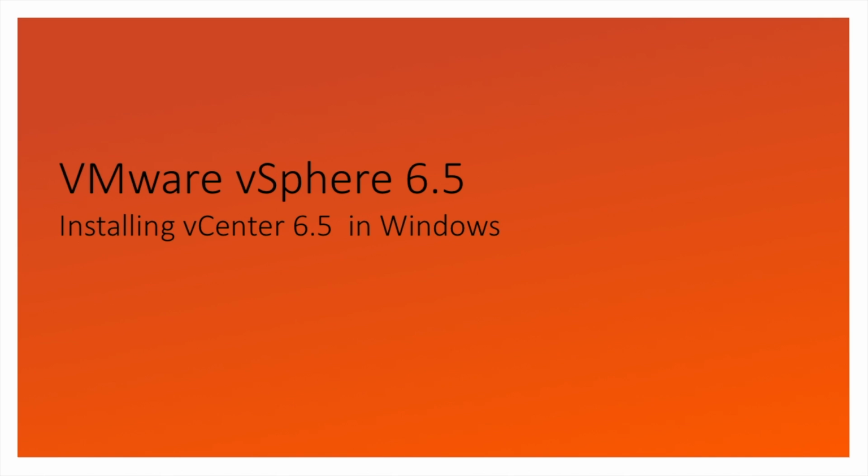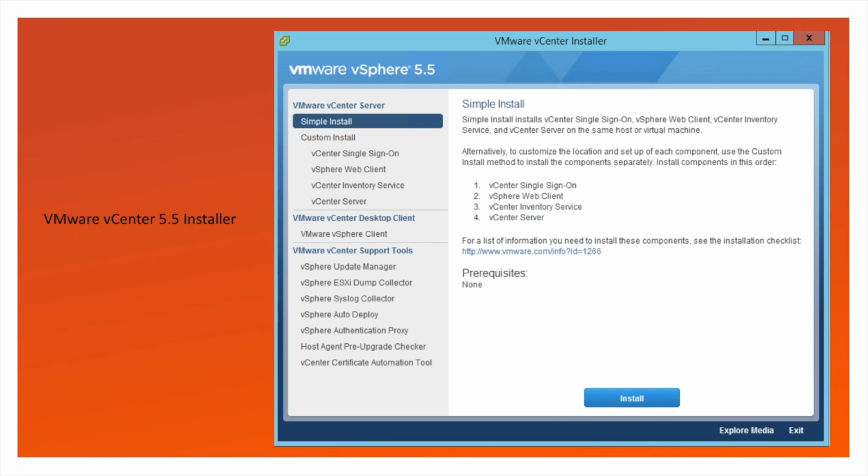So in this video we are going to install vCenter 6.5. Before we start the installation, I just want to go through a few slides. If you remember, in 6.5 we were not having platform service controller, so we had to walk through the installation via vCenter single sign-on, web client, inventory services, and then lastly we install vCenter server.